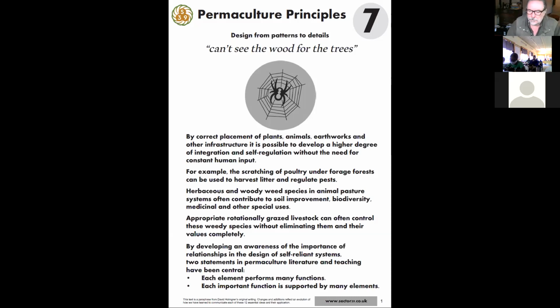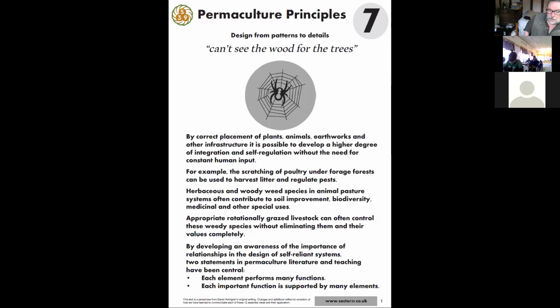For example, we might observe that chickens like to scratch and turn. They're always scratching. And in the wrong place, they can cause a lot of damage. They can mess up your vegetables. In the right place, chickens really are forest animals. They can be used to harvest litter, regulate pests, eat the rotten fruit, eat the bugs. In the right place, they can be very useful. In the wrong place, they can be very destructive.